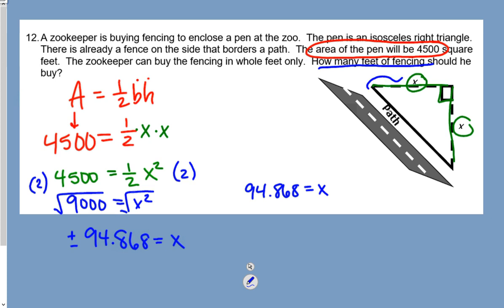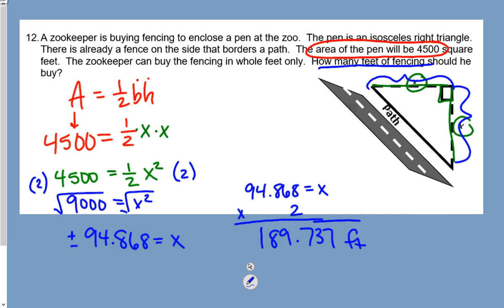Well, we have 2 sides here that he has not put fence on yet. So this needs to be doubled in order to incorporate both sides of the fence. So you end up with 189.737, if we round correctly. Okay, again, I'm using my calculator here. You do not have to do this kind of stuff in your head.